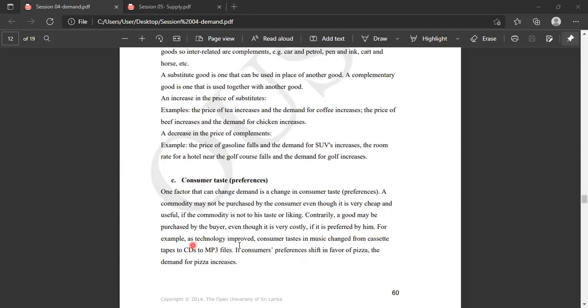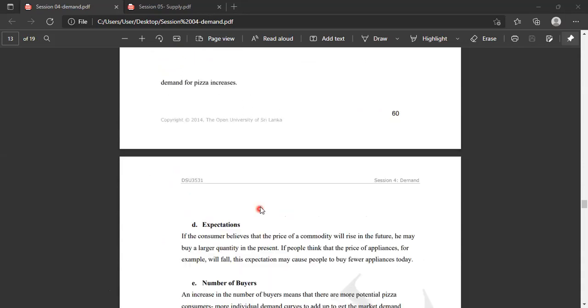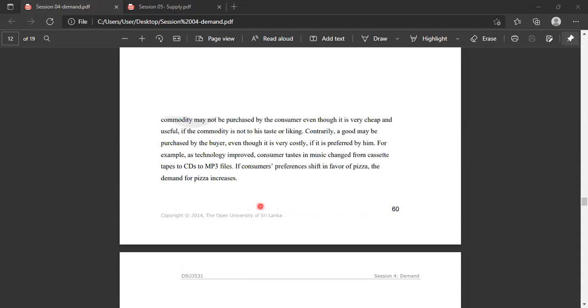For example, as technology improved, consumer taste in music changed from cassette tapes to CDs to MP3 files. If consumers' preference shifts in favor of pizza, the demand for pizza increases. Understood? Are you okay with this taste or consumer taste? Are you okay?